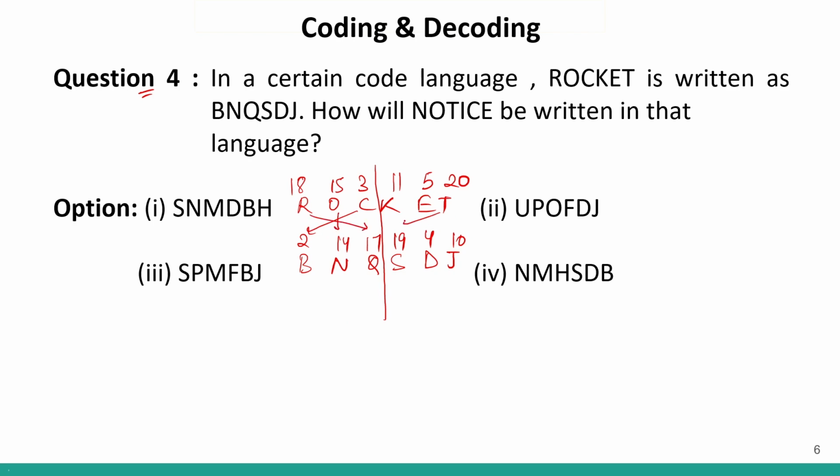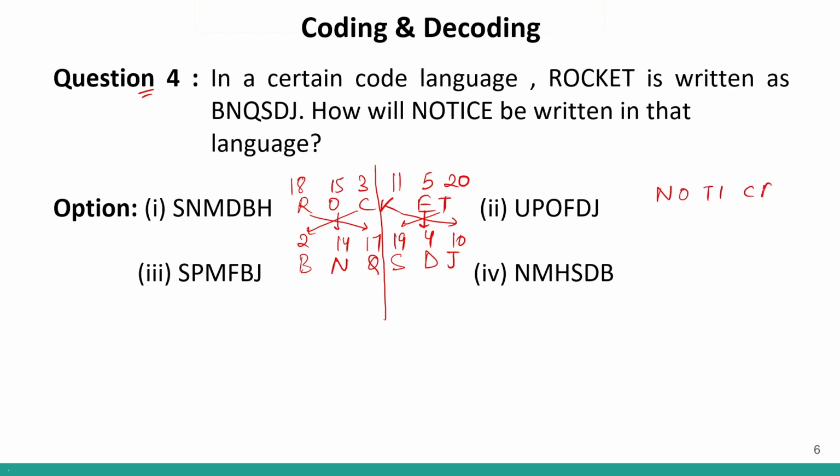This is the pattern I can see. We are reducing one position in this pattern. Correct? From 20 we went to 19, 5 to 4, 11 to 10. Similarly, here also we went from 3 to 2, 15 to 14 and 18 to 17. So we moved one position backward in this particular pattern. So I'll do the same thing for notice.